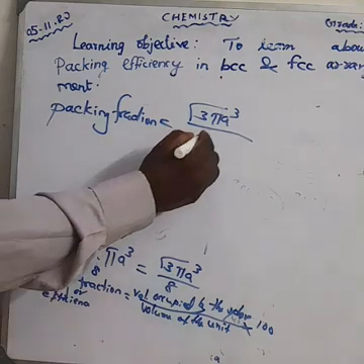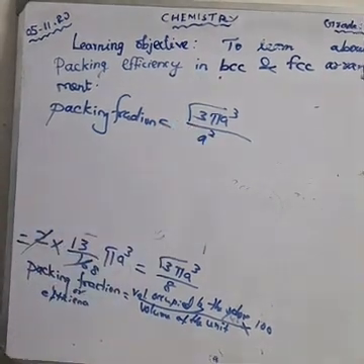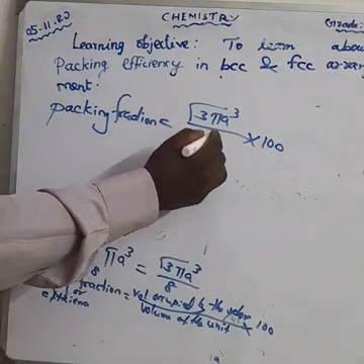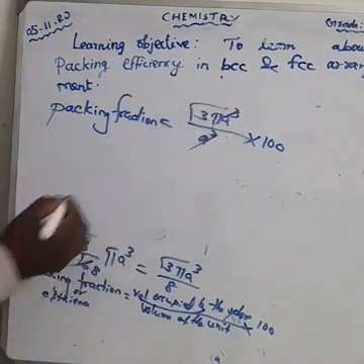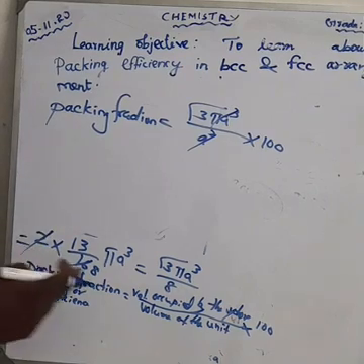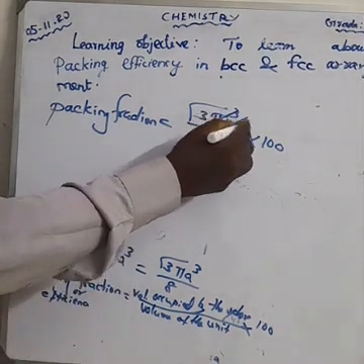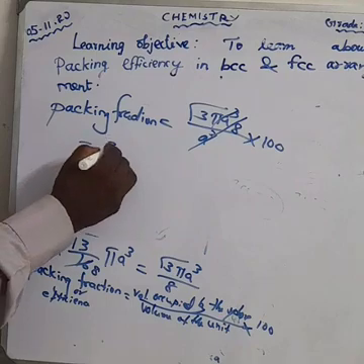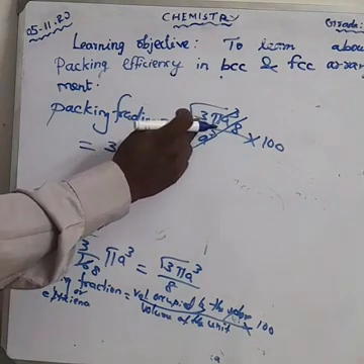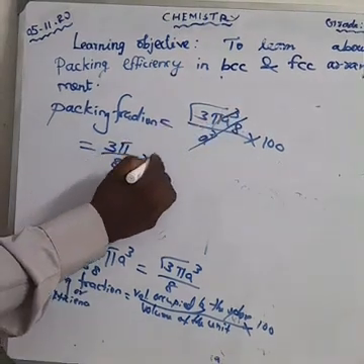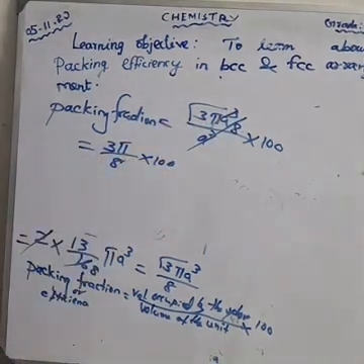Volume of the unit cell. That is a cube into 100. So a cube can be cancelled. So what's the value? Here also 8. Okay. So what's the value? Is equal to 3 pi divided by 8 into 100. Okay. 8 into 100.